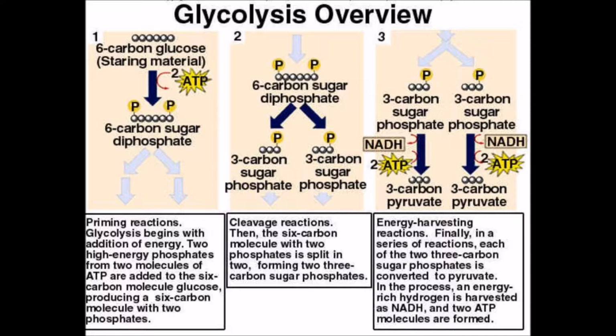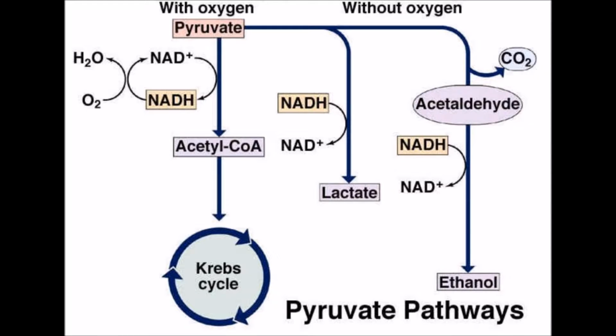Then energy is given off as each of the 3-carbon sugar phosphates gives off a hydrogen, which reacts with NAD+ to form NADH and 2 ATP molecules. The result here is 2 pyruvic acid molecules, 2 NADH and 4 ATP are formed. There are then 2 possible pathways: aerobic with oxygen, which leads into the Krebs cycle, and the anaerobic without oxygen.